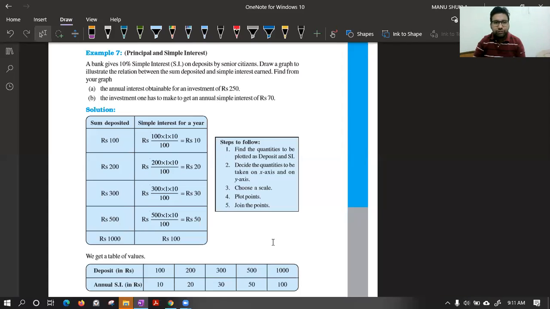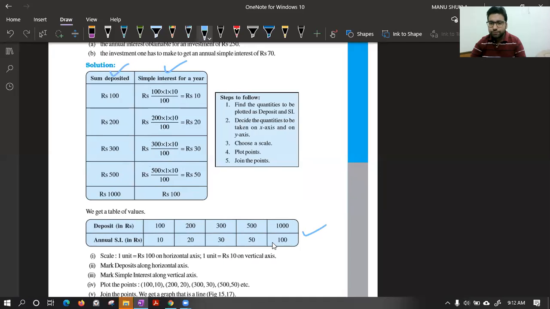So you know only the first column, that is the principal one. Interest you can find easily because you know the concepts of finding interest. Yes, Abhinav, you all know how to find the interest. After finding the interest for all the principals, you will make a table like this, in which the top row is principal and the below one is interest. And now you can easily plot it.